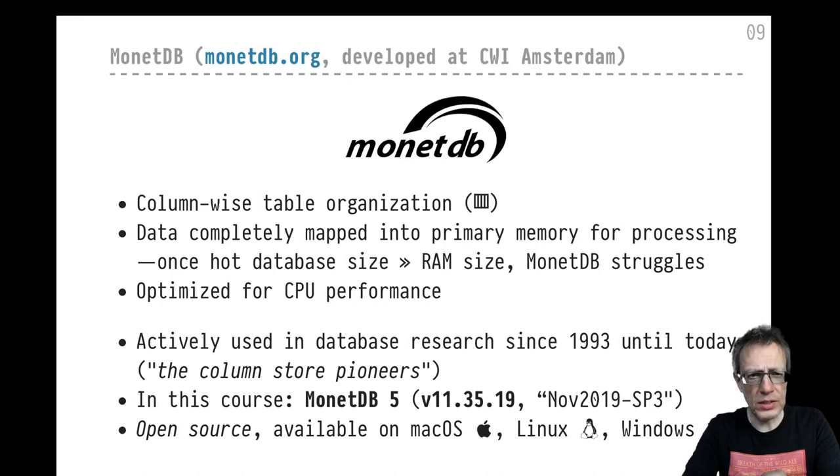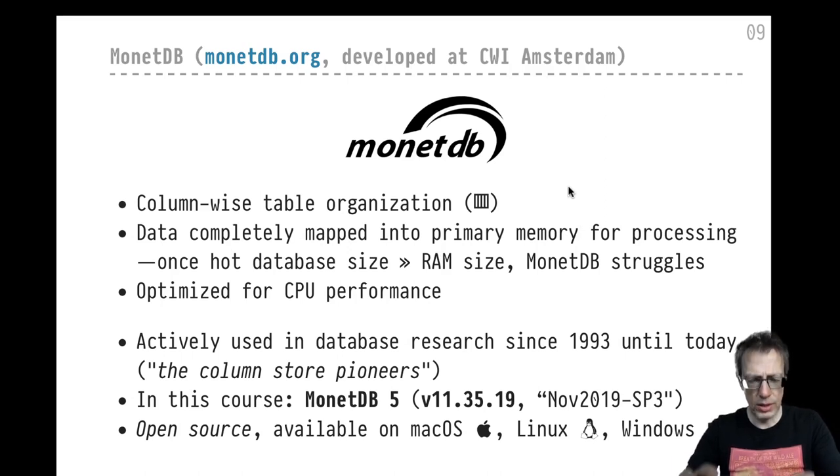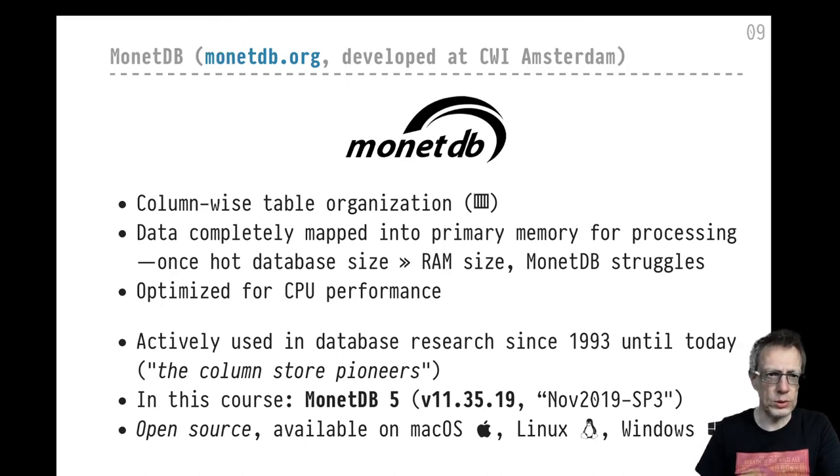Of course, data is held in primary memory in MonetDB, and this is a challenge for databases whose hot data set, the currently really interesting pieces of data, is really large, maybe significantly larger than RAM size. They are a challenge for MonetDB. MonetDB tends to struggle if the hot database size is a lot larger than or exceeds RAM size, and we will experience that during the course, and then also talk about countermeasures. It's a particular design decision that the MonetDB engineers have taken. It's a very clever design decision, but we have to be aware of the consequences.